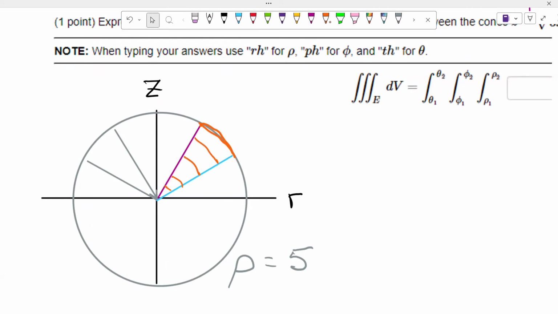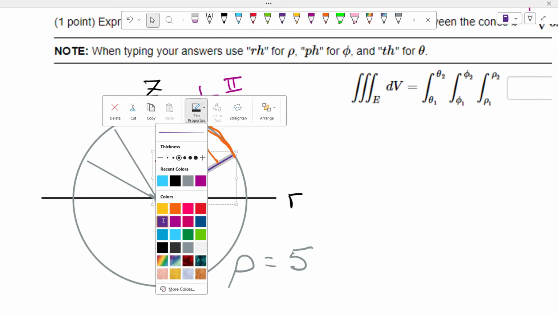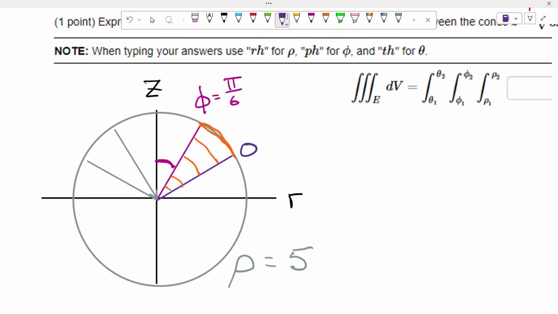With the cones being phi, phi equals pi over 6 is going to be the cone that is closer to the z-axis because this angle right here is going to be pi over 6. Oh, whoop, I made them purple, didn't I? Not blue. Blue is for later, I guess. The cone that's further away from the z-axis, that's phi equals pi over 3. Because this angle right here is pi over 3.